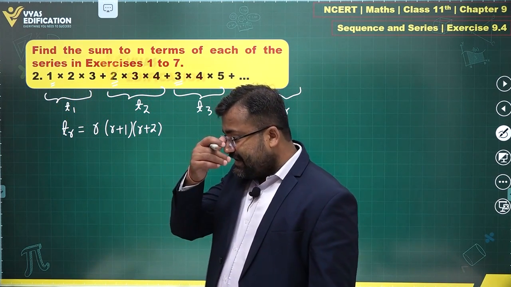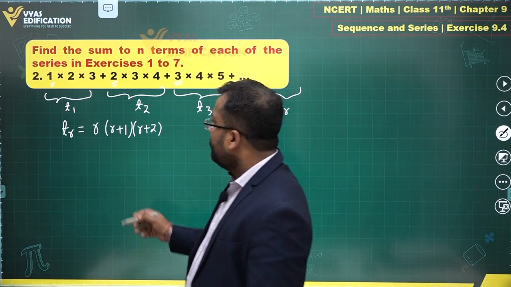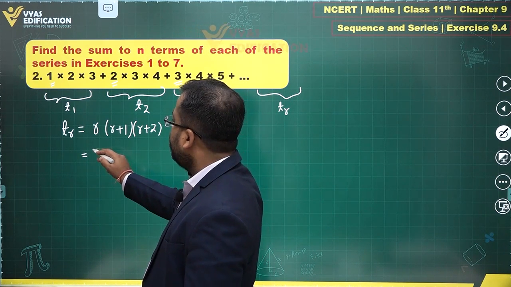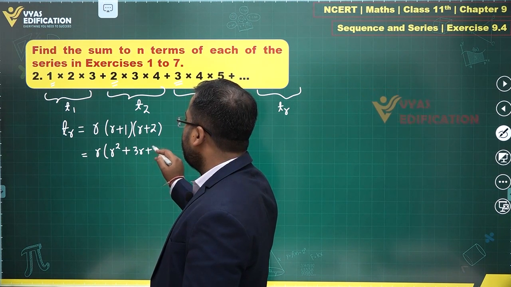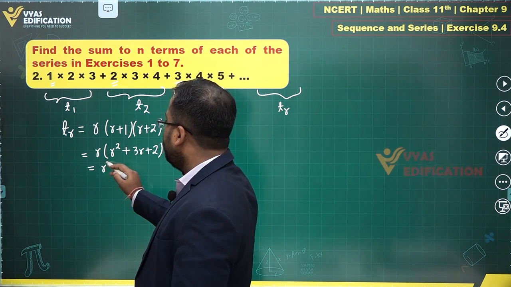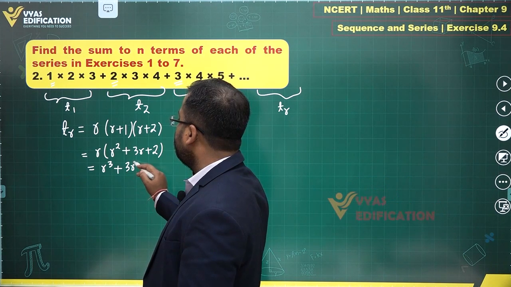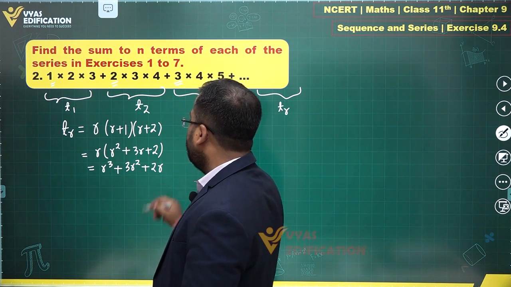And Sn will be sigma TR. What does this simplify into? Let's multiply them. R times this is R square plus 3R plus 2, and this becomes R power 3 plus 3R square plus 2R.